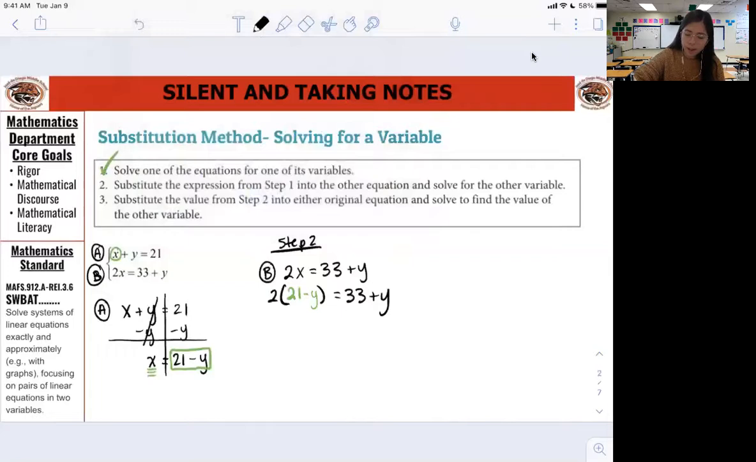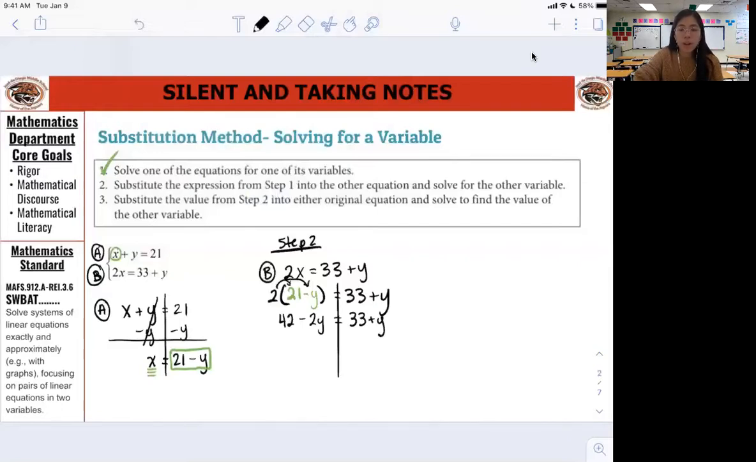Well, now I have a little equation here that I'm going to solve. I'm going to figure out what is the value of y. So the first thing I need to do is distribute this 2. 2 times 21 is 42. 2 times negative y is negative 2y. And here is my equation. 42 minus 2y equals 33 plus y. I'm trying to solve for y.